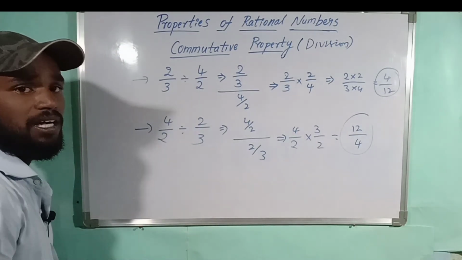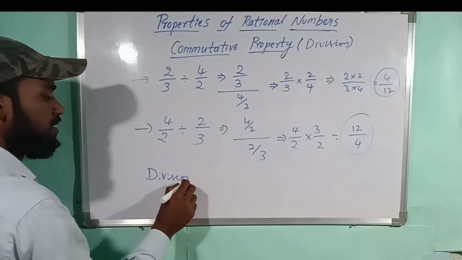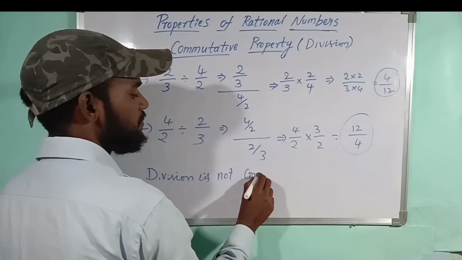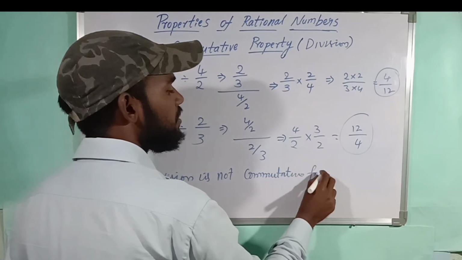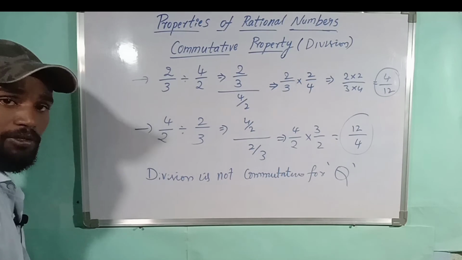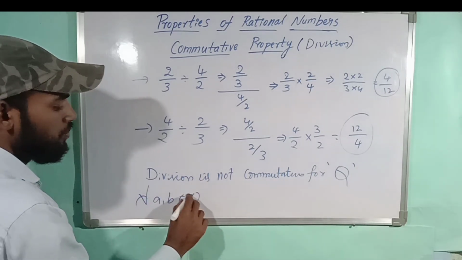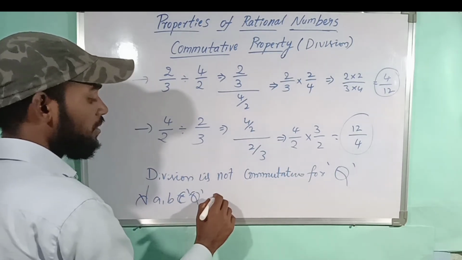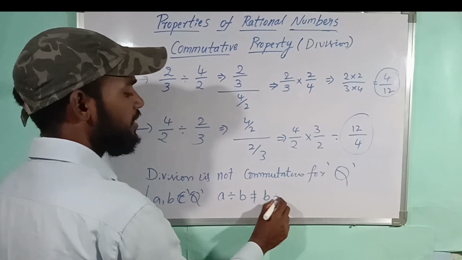So what can we conclude here? Division is not commutative. Division is not commutative for rational numbers. In general, for all a comma b belongs to Q, rational numbers, a divided by b does not equal b divided by a.